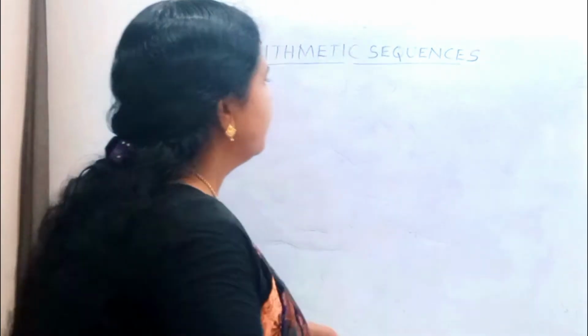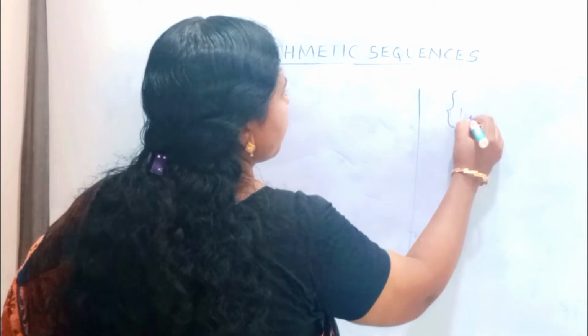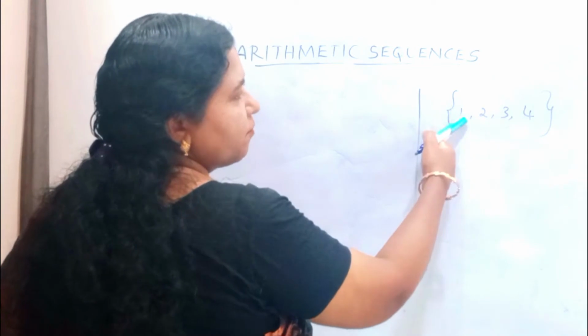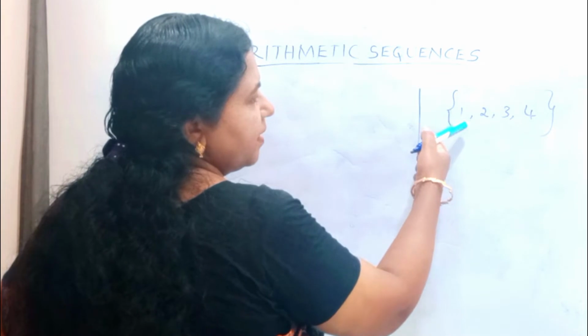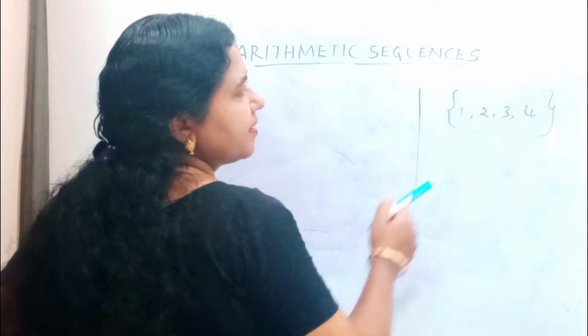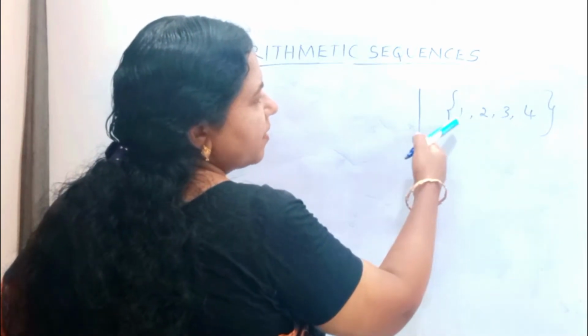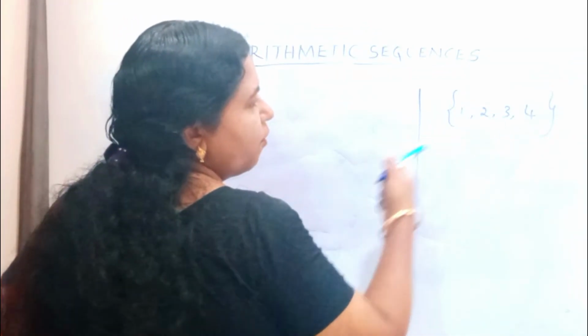Already we have seen about sequences. In a sequence, there will be some values arranged in some order. For example, we are having 4 values arranged in order. The first value is 1 and the next it is 2 and the next 3 and the next it is 4, and we have seen already each value or each element is also called a term. So we are having 4 terms here.